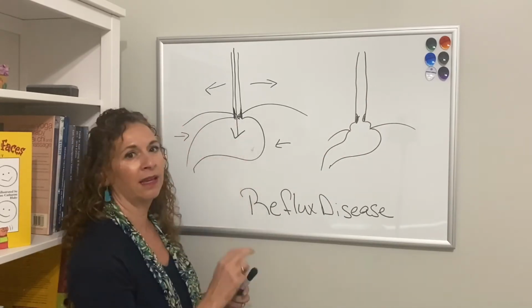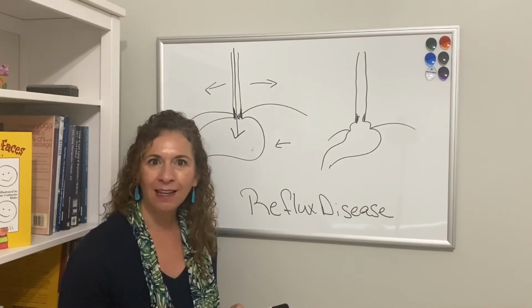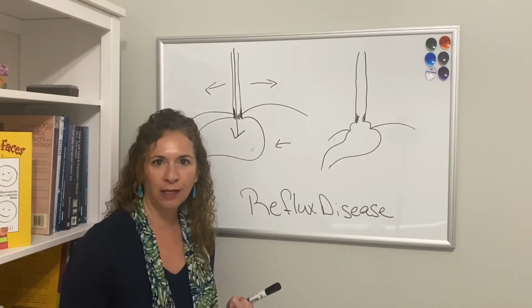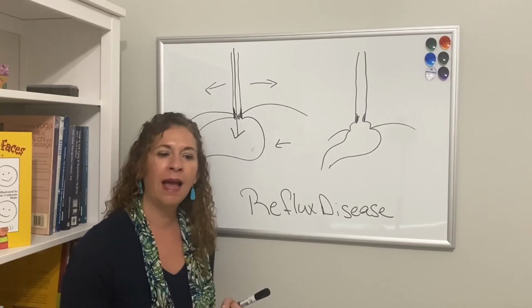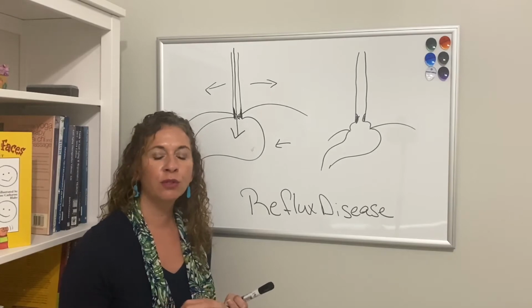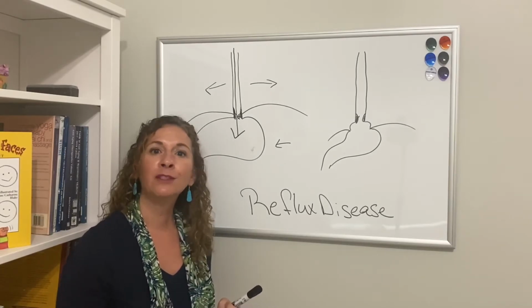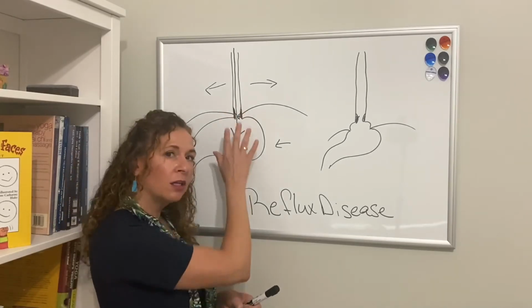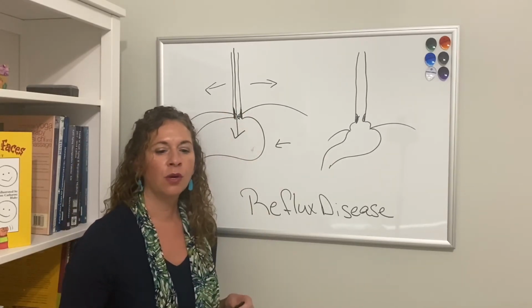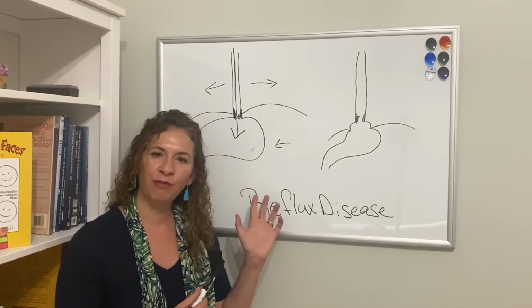There are other things that can affect how well that muscle works, such as caffeine decreases the muscle contraction there. Peppermint actually decreases the muscle strength there. So those are two very commonly consumed muscle relaxers that can actually cause you to have reflux. So that is a little bit of an anatomy lesson about reflux disease.